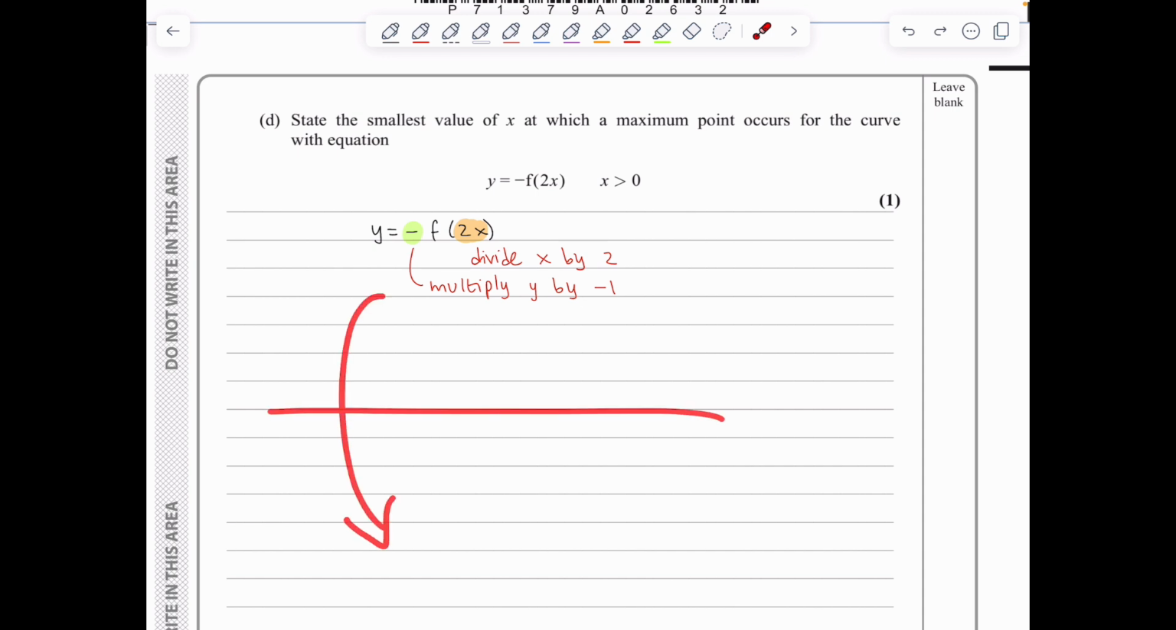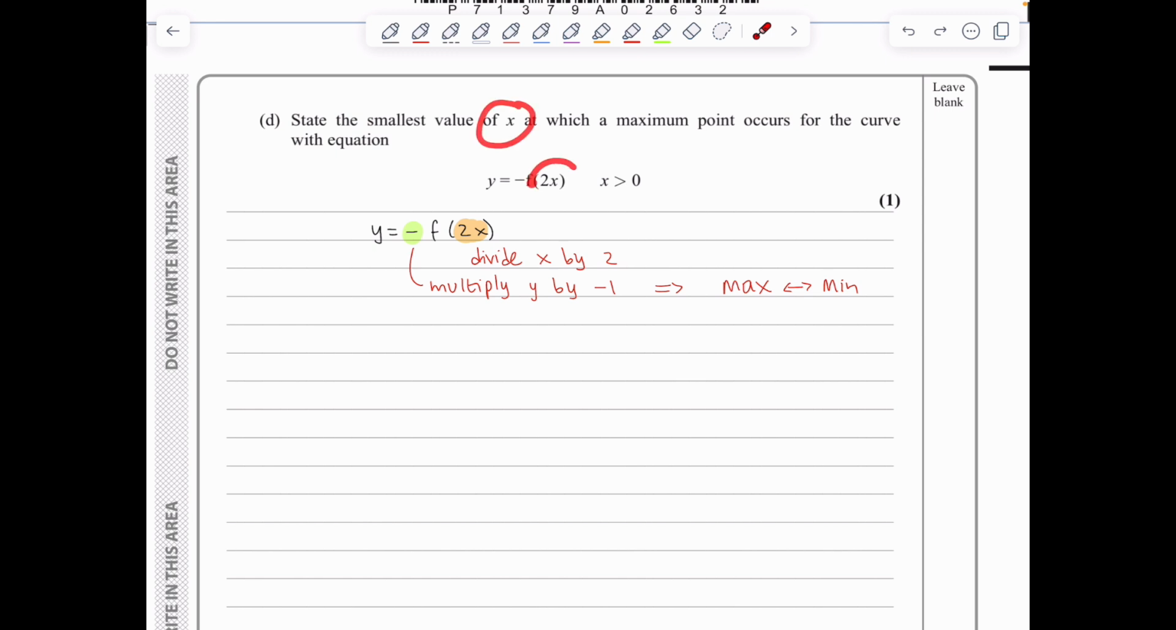This is equivalent to a reflection along the x-axis, which means that the maximum points become minimum points and vice versa. Therefore, we can see that the value of x will only be affected by the 2x here, so it's going to be divided by 2, and therefore we conclude that x will be 2.65, the value we obtained before, divided by 2, which gives an answer of 1.33.